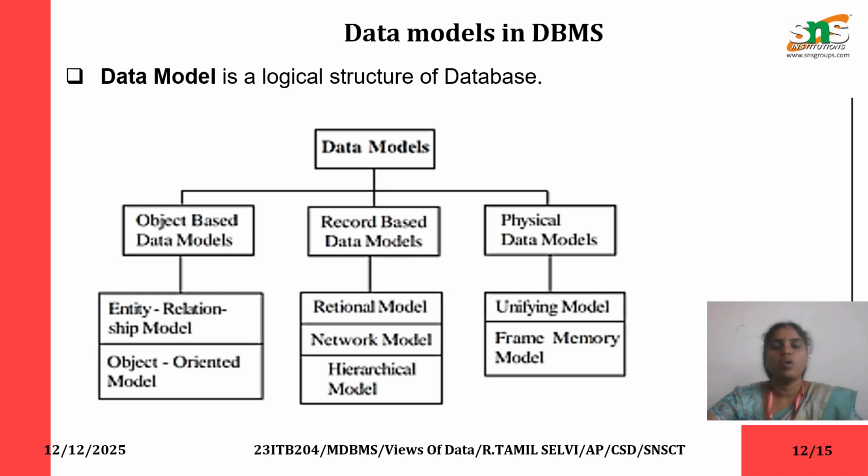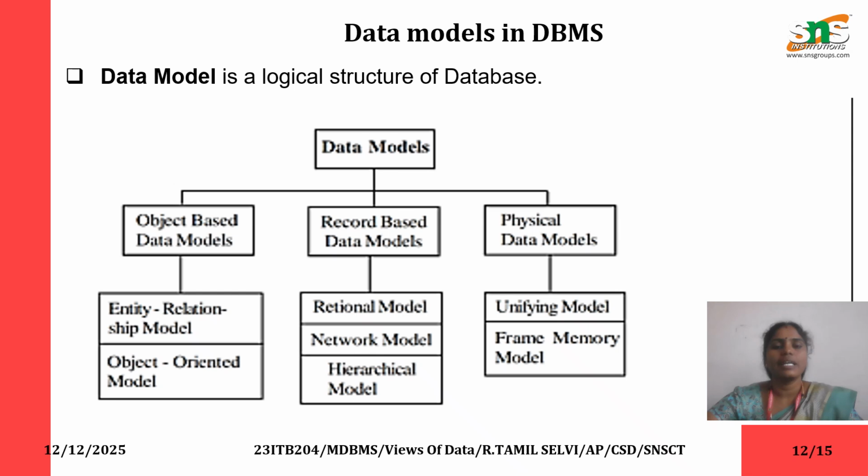Next one, data models in DBMS. Data model is a logical structure of database. Basically, we have three types of data models. The first one is object-based data models, then record-based data models, and physical data models. First one, object-based data model. That means it describes the data at the conceptual and view levels.